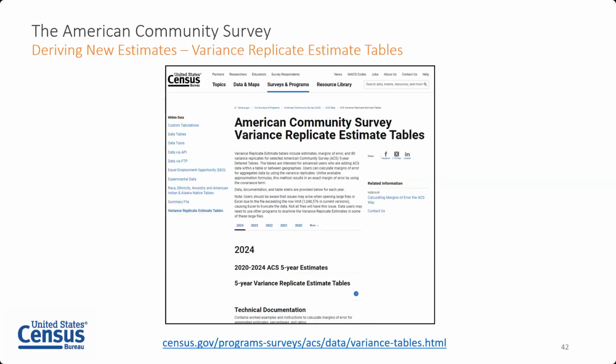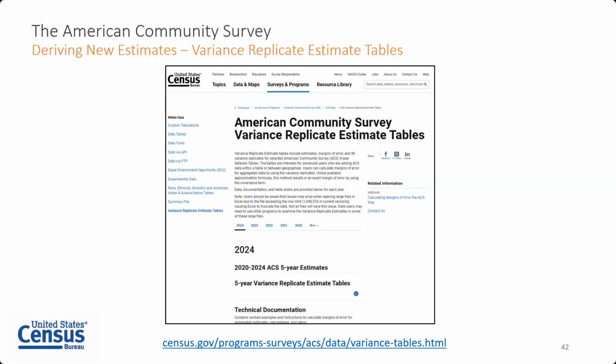Advanced users may also be interested in using the variance replicate estimate tables. The variance replicate estimate tables include estimates, margins of error, and their corresponding 80 variance replicates for selected ACS 5-year detailed tables. These tables can be used to calculate MOEs for derived estimates in the place of the MOE approximation method that I just demonstrated.